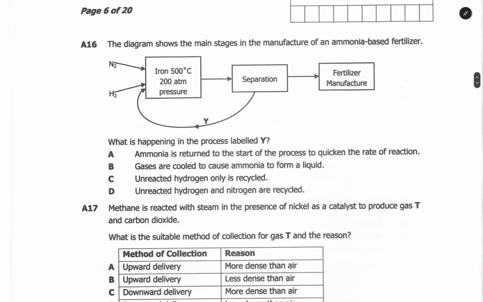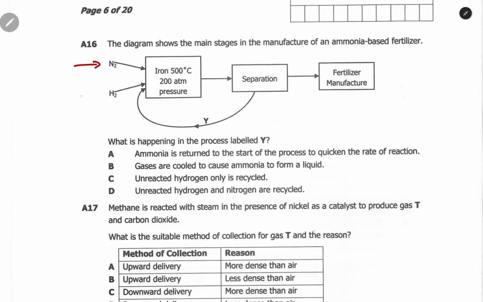Question 16. The diagram below shows the stages in manufacture of ammonia fertilizer. So as you know, ammonia fertilizer is manufactured using ammonia gas. The whole first process starts with the making of ammonia gas, and these gases, that is nitrogen and hydrogen, are combined in this chamber. Then what is produced is ammonia. So here is ammonia that is produced, and this ammonia is used in making of fertilizer.